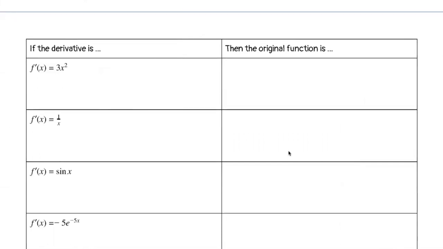Now, if we think about this, I think we've seen this particular function enough that if I have x cubed and I use the power rule, I will end up with 3x squared, okay? And so we have f of x equals x cubed. That is an original function that if I take the derivative, I will also end up with 3x squared.